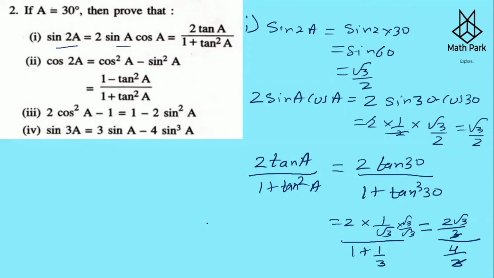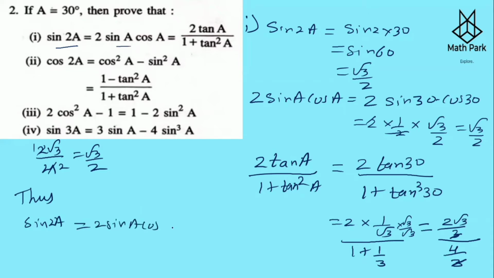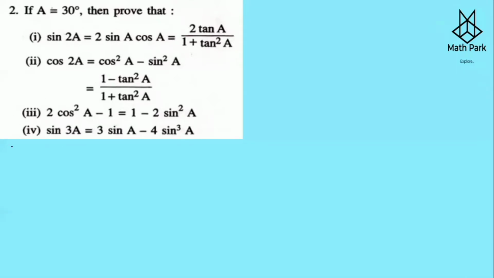Let me solve this side. So you get 2 root 3 upon 4. 2 ones are 2 and 2 twos are 4. So we got root 3 by 2. So thus we get sin 2A is equal to 2 sin A cos A is equal to 2 tan A upon 1 plus tan square A. All are equal because each one we got as root 3 by 2. Got it?